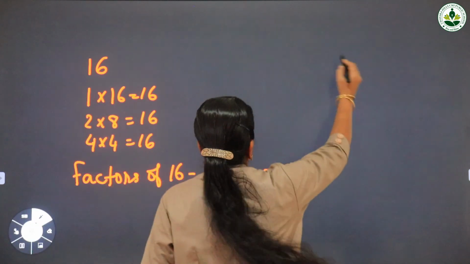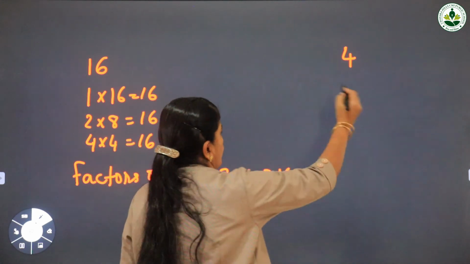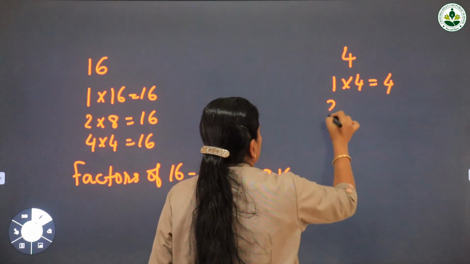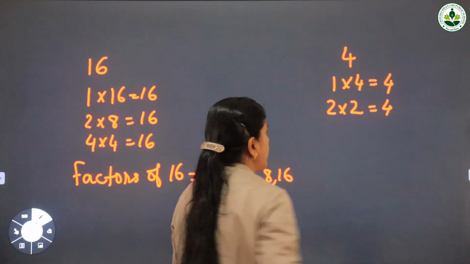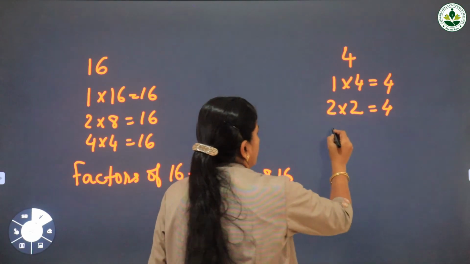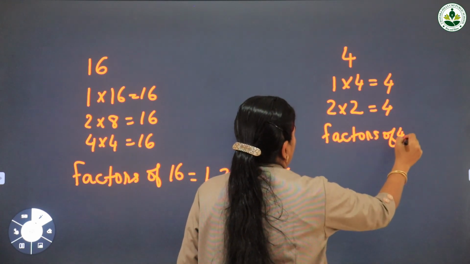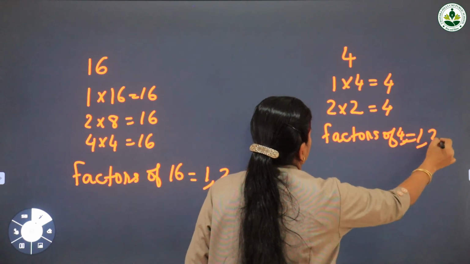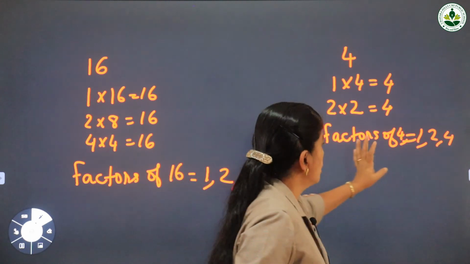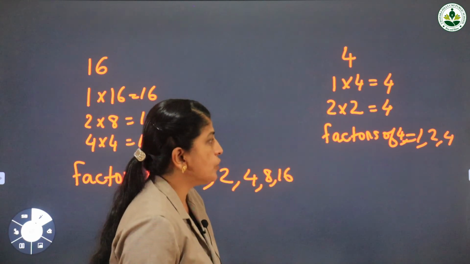Okay, then another number, 4. Which are the factors of 4? We can write 4 as product of 1 and 4. 1 into 4 is 4. 2 into 2 is 4. There is no other product to get the number 4. Therefore, the factors of 4 are 1, 2 and 4. There are 3 factors for the number 4. That means a number has a finite number of factors.